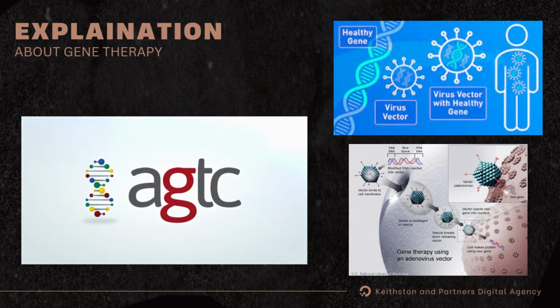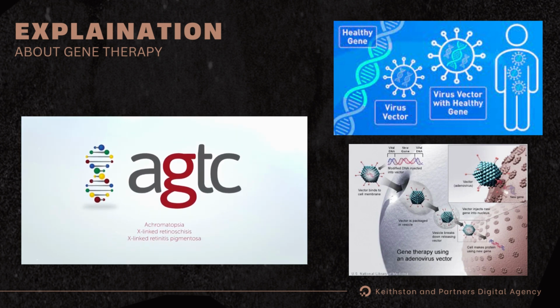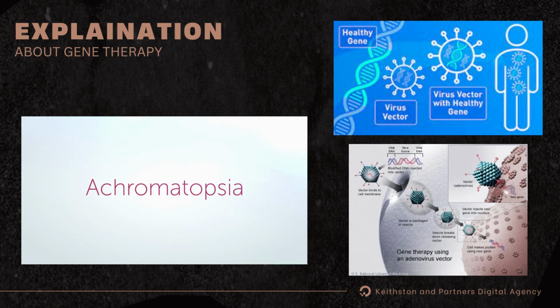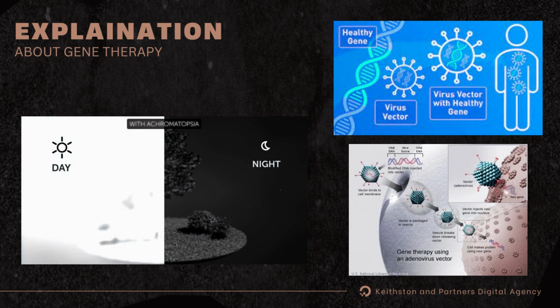Genetic defects in the eye can cause vision loss or blindness, and gene therapy can provide a long-lasting therapeutic benefit. AGTC is using its technology to develop gene therapies for rare, inherited retinal diseases that currently have no treatments. One of these diseases is achromatopsia, an inherited retinal disease which is present from birth. Achromatopsia results in markedly reduced visual acuity, extreme light sensitivity causing day blindness, and complete loss of color discrimination.